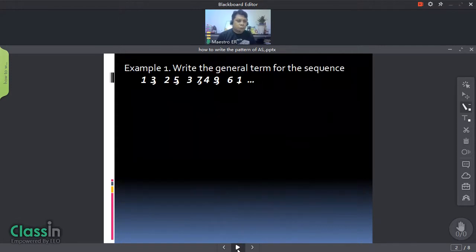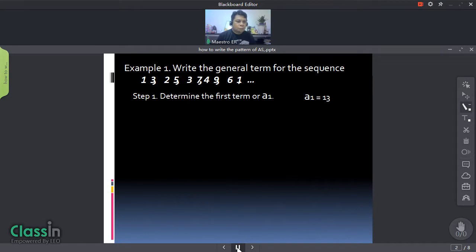So we have example 1, write the general term of the sequence 13, 25, 37, 49, 61, and so on. So, ipapakita ko sa inyo kung paano yung step-by-step na pagsulat ng pattern ng arithmetic sequence. So, step 1, determine the first term or the a sub 1. So, our a sub 1 is 13.